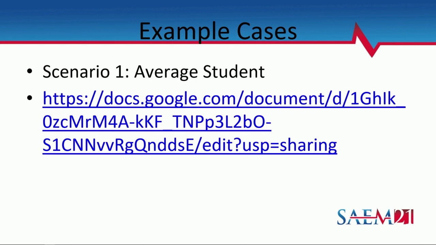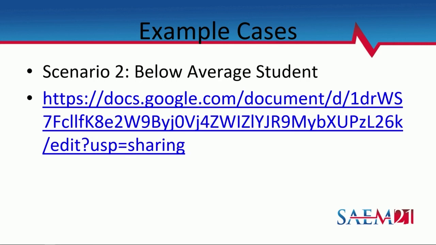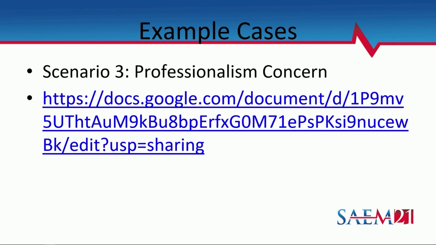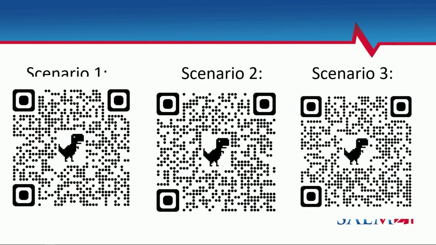So we've categorized these. I don't know, we probably shouldn't have, but we did. We have one that we consider an average student, one we consider a below average student, and one where we think there's a professionalism concern that comes out. If you notice additional elements you want to highlight in these examples, feel free. I will leave this slide up.